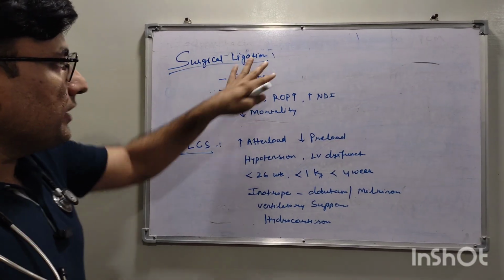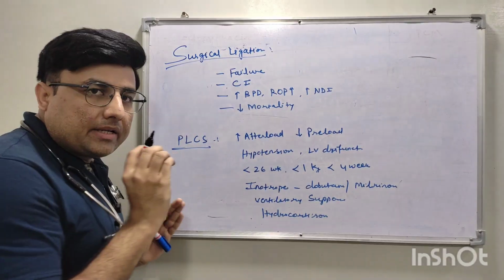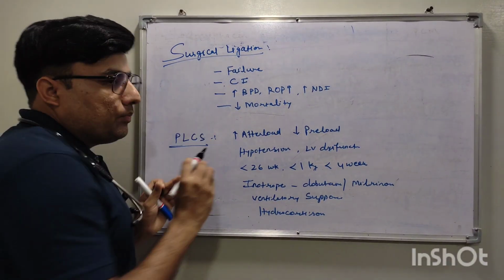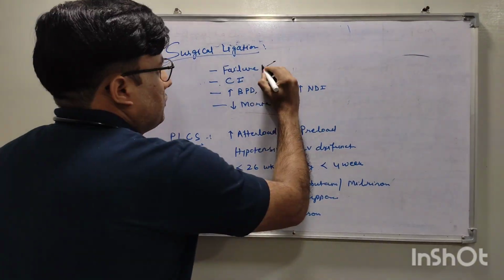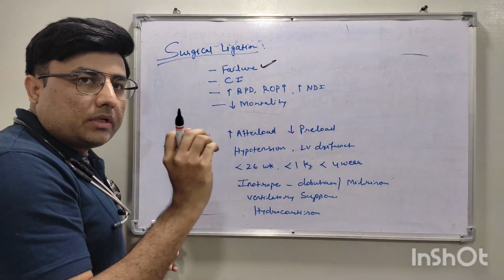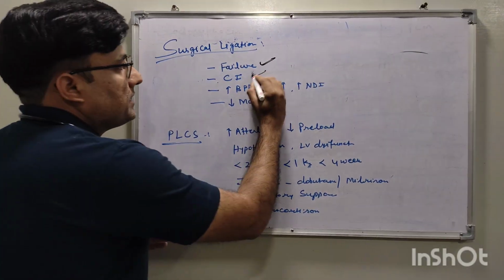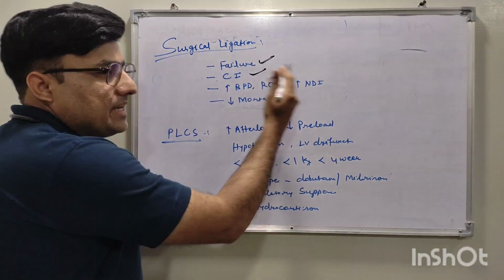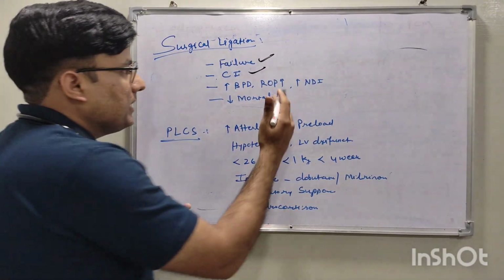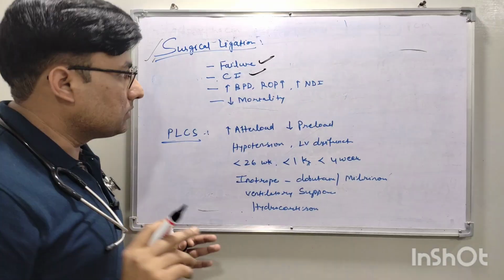Now we'll see when to go for surgical ligation of the PDA. The indication for surgical ligation is failure of closure even after 2 courses of pharmacological therapy. So if even after 2 courses we are not able to close the PDA, we can go for surgical ligation. Or if there is any contraindication to the medications like NEC, bleeding disorder, AKI, we can go directly for surgical closure also.